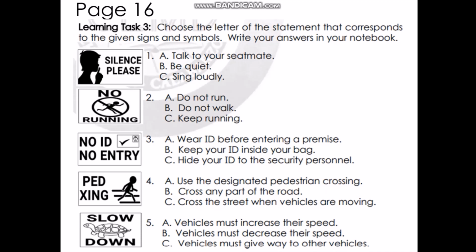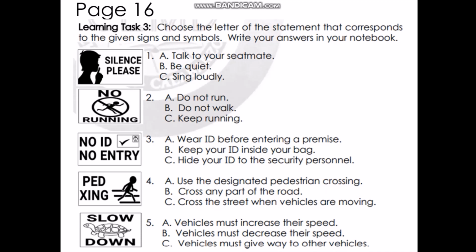Number 3, look at the picture and what does it say? A, wear ID before entering a premise. B, keep your ID inside your bag. C, hide your ID from the security personnel. A, B, or C. Number 4, look at the picture. What does it tell us? A, use the designated pedestrian crossing. B, cross any part of the road. C, cross the street when vehicles are moving.